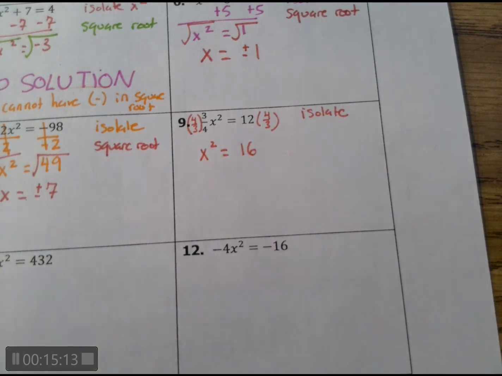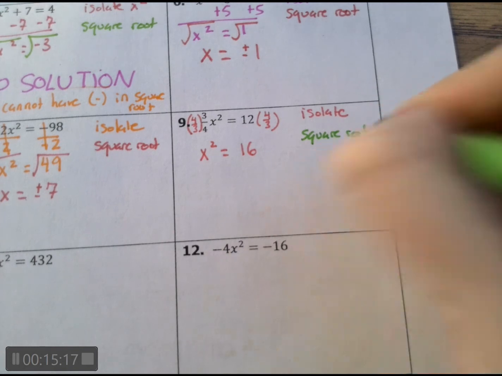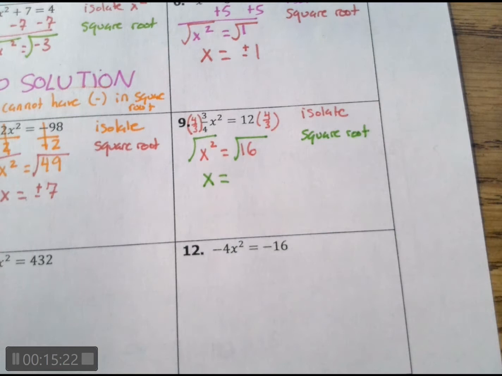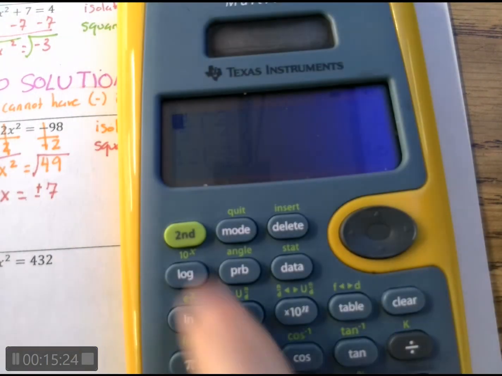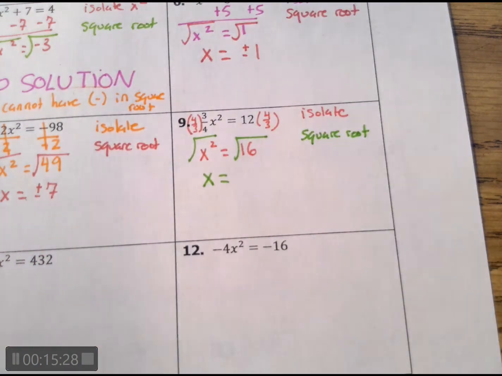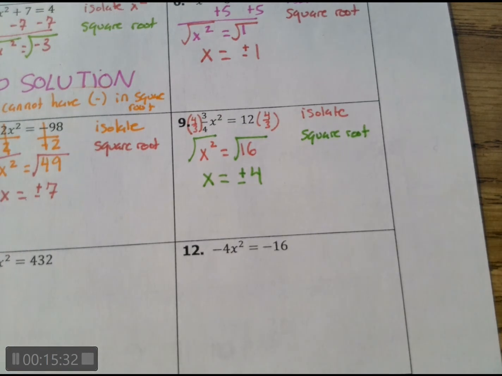And then we need to, you guessed it, take the square root. Take the square root of both sides, and x equals, to take the square root of 16, that's going to give us 4. But we need plus or minus 4. Alrighty.